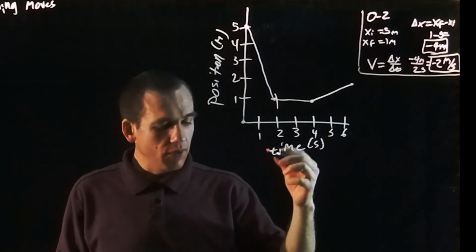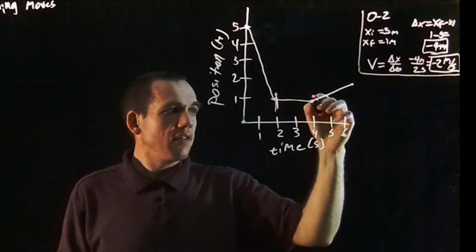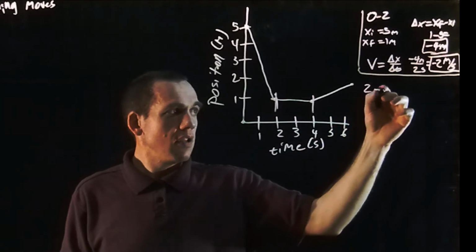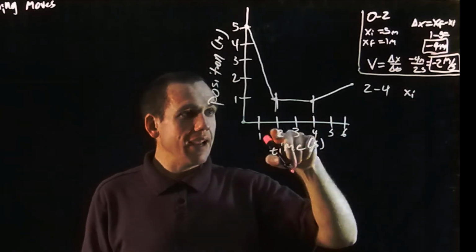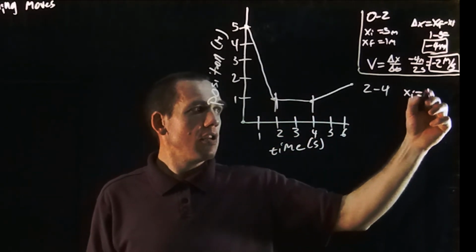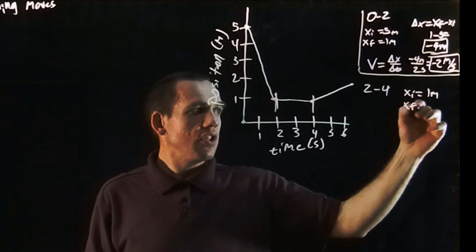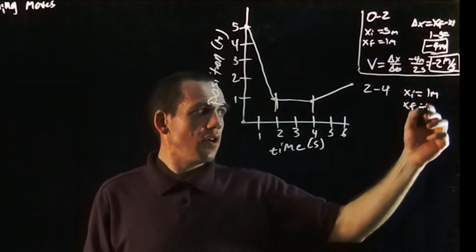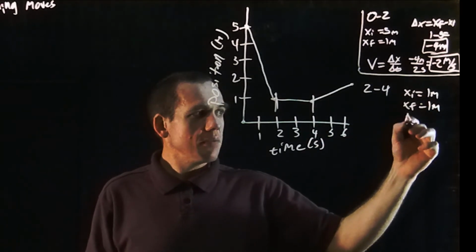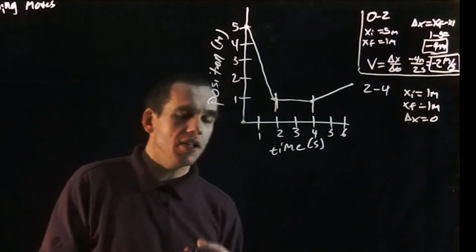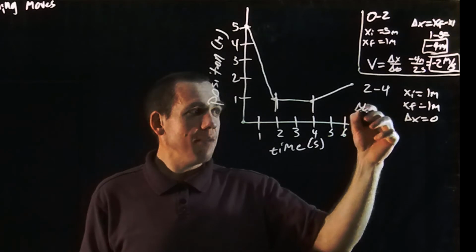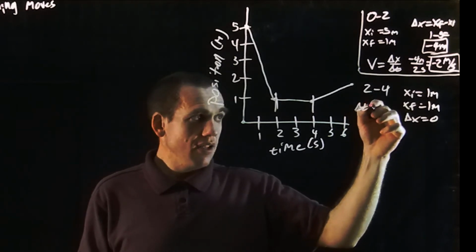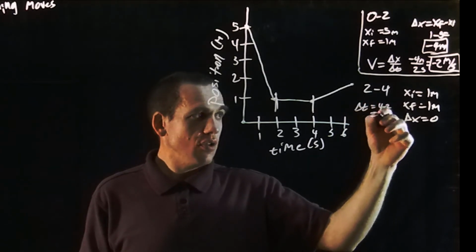Our next time interval, we're going to go from 2 seconds to 4 seconds. This one's a little bit different because our initial position, which is now at time 2, is 1 meter. And our final position, which is at time 4, is also 1 meter, which means our displacement is 0, right? It started and ended in the same spot, but the same equation still works. Now our change in time, 4 minus 2, right? 4 minus 2 is 2 seconds.